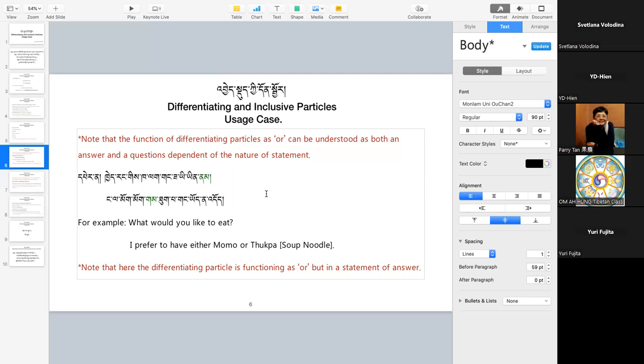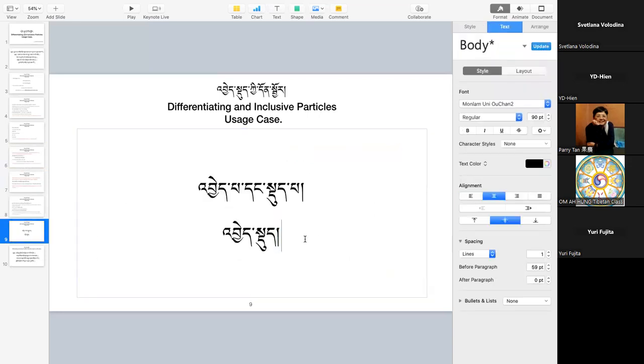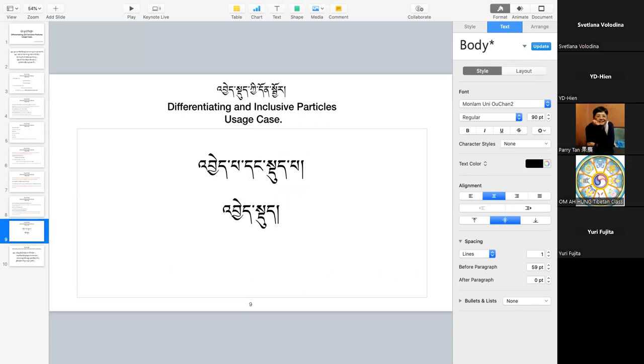Means, what would you like to eat? And this particular statement becomes an interrogative statement. Sometimes in the colloquial system, it's something that is used quite often, so I will introduce it.